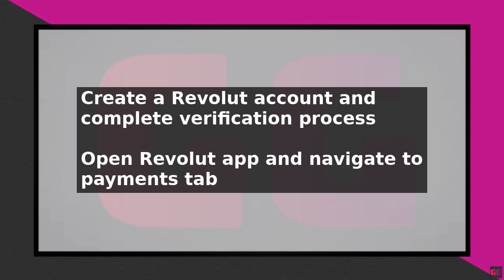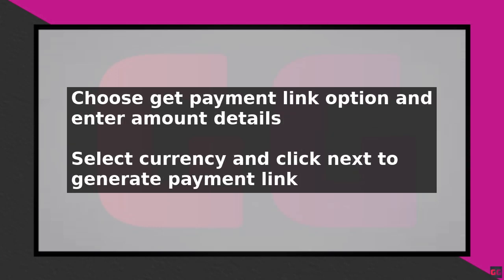Click on the Send button and then select Request. You will see an option to request money from someone or get a payment link. Choose the Get Payment Link option.